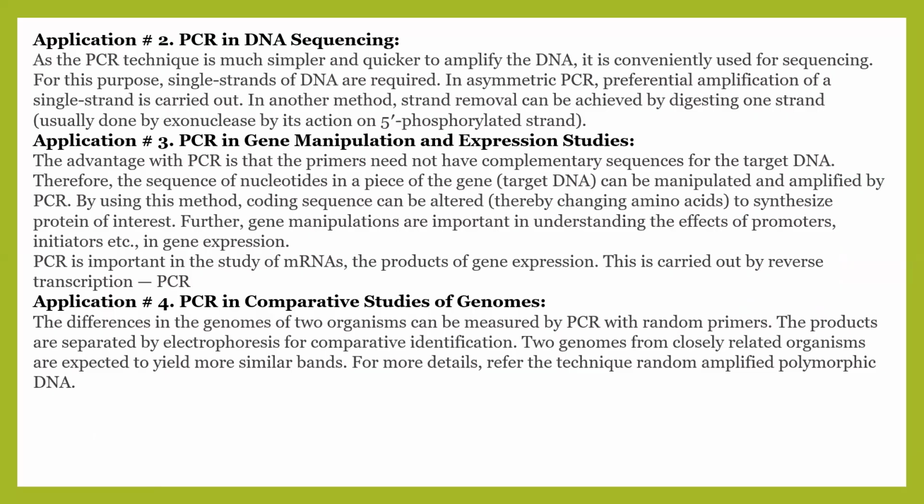In asymmetric PCR, preferential amplification of a single strand is carried out. In another method, strand removal can be achieved by digesting one strand. So these are the two methods in DNA sequencing. PCR is also used in gene manipulation and expression studies. The advantage with PCR is that the primers need not have complementary sequences for the target DNA.